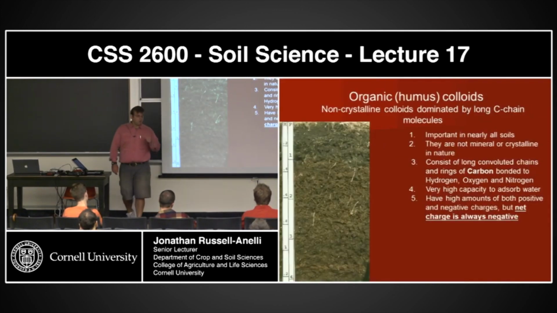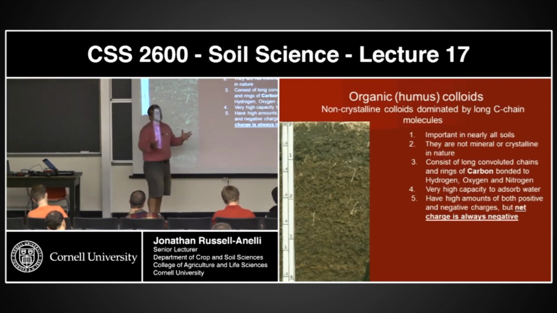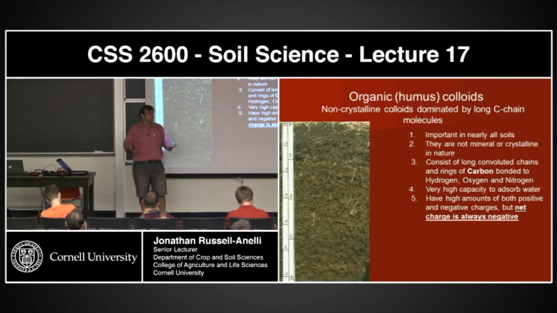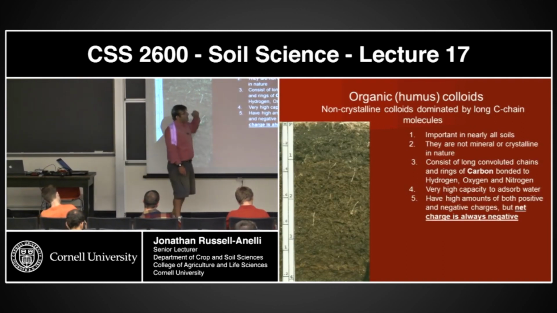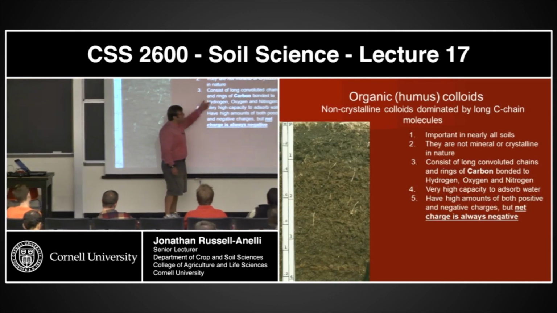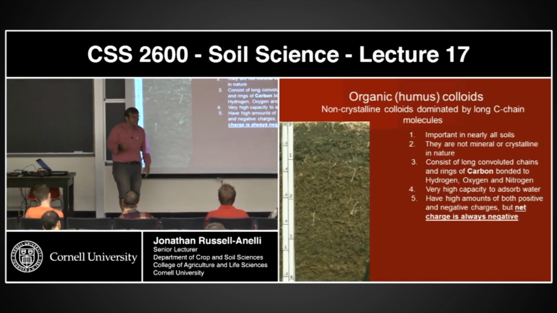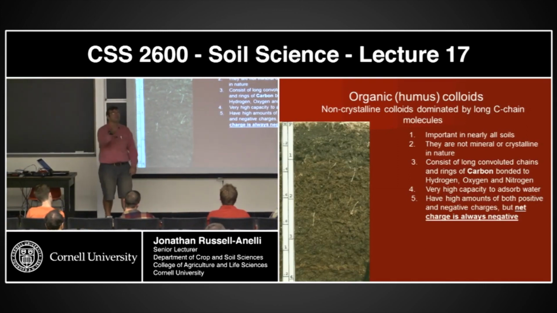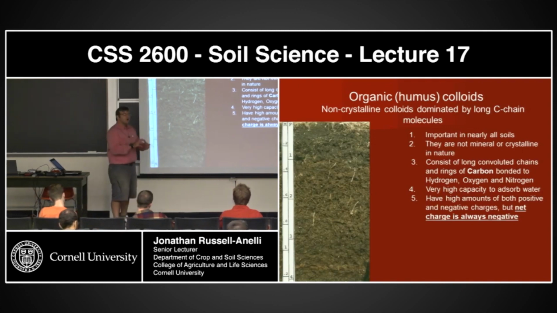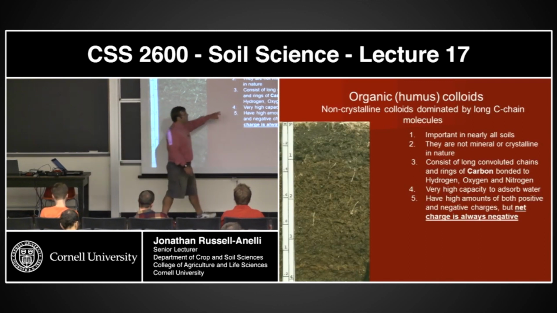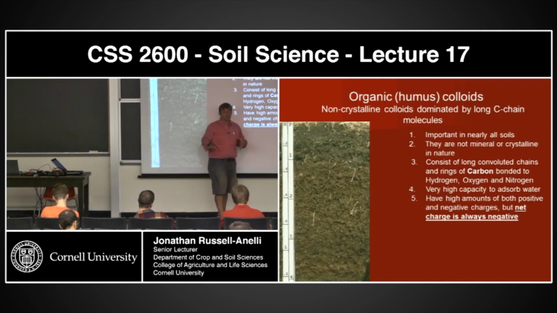Okay, the next colloid. These are organic, humic colloids, organic molecules, okay? They're important in nearly all soils. Organic matter is really important for a lot of reasons, okay? They are not mineral and they're not crystalline. I mean, they're organic, okay? They consist primarily of long convoluted chains and rings of carbon structure, okay, that are bonded with hydrogen, oxygen, and nitrogen as well as other nutrients.